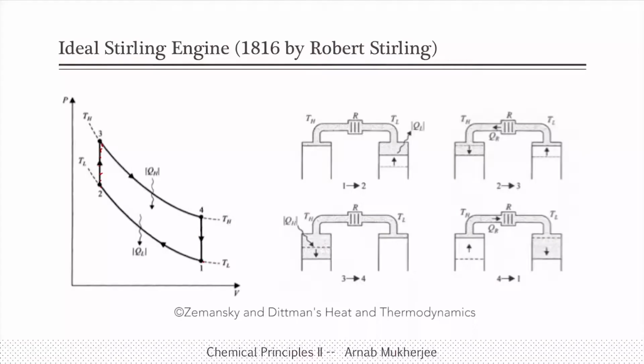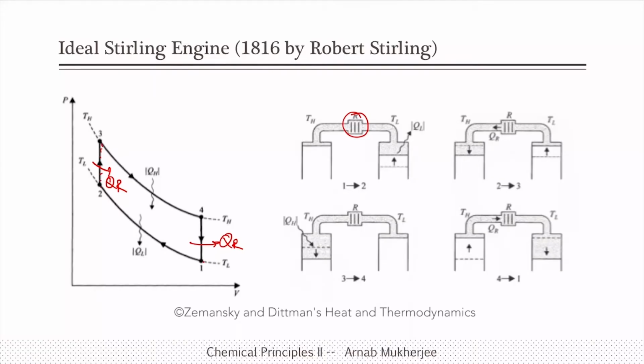However, an ideal Stirling engine is designed in such a way that from 2 to 3 the heat is taken from the regenerator. So, the QR taken here is the heat taken from the regenerator, and in the step from 4 to 1 the heat is released to the regenerator. The regenerator is typically a wire mesh, and therefore it can absorb heat and release heat.